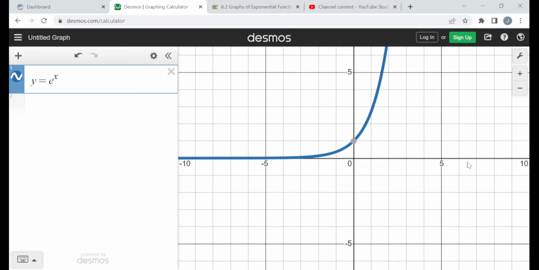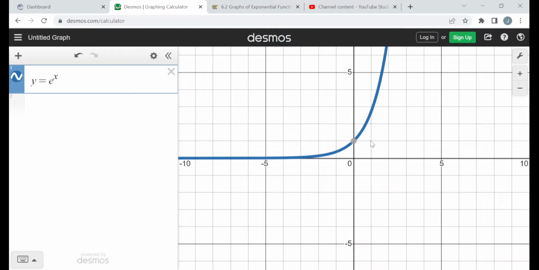The domain is all real numbers. The range is all positive numbers. Now, when I do that shift up 4 units at the end, that's going to move everything up 4 units. So the asymptote will move up 4, and that means the range is going to change, right?